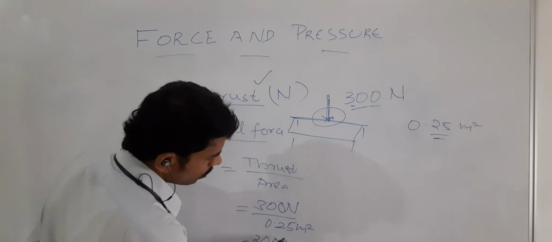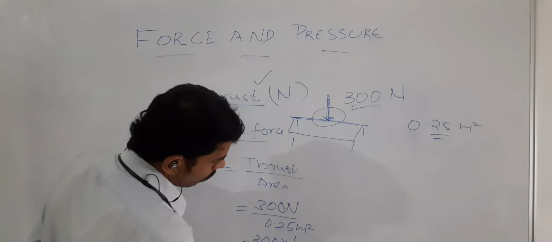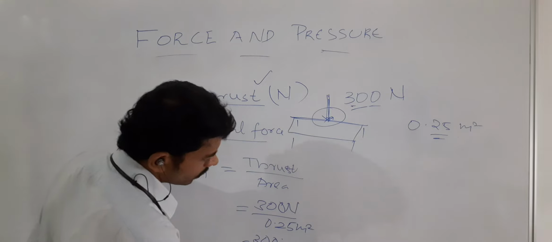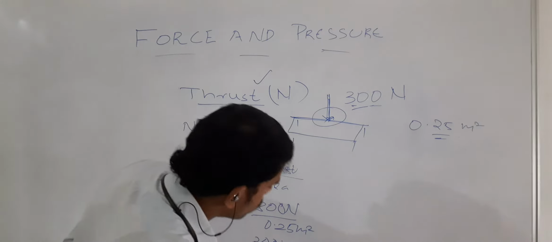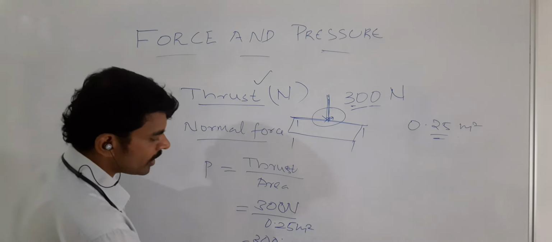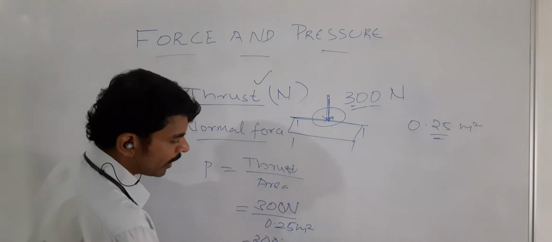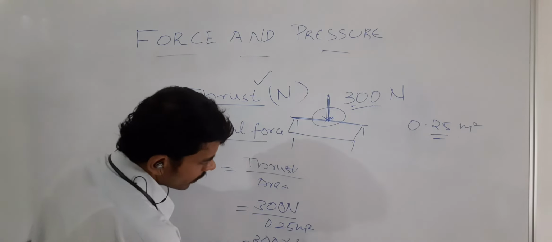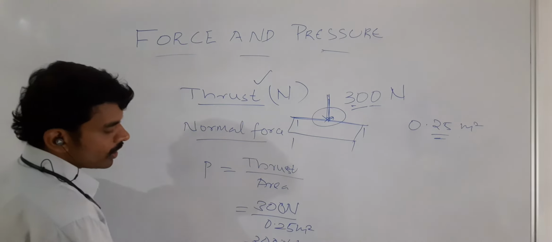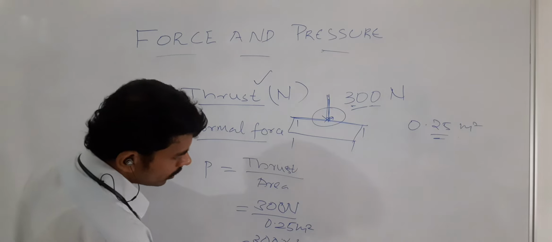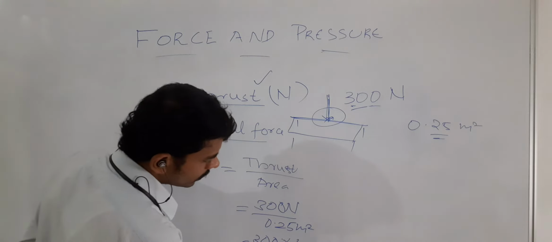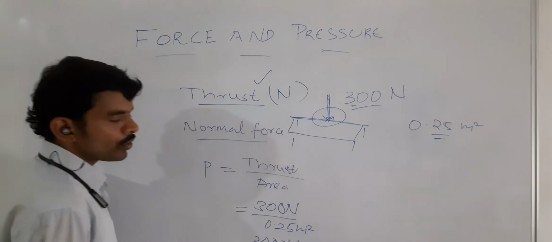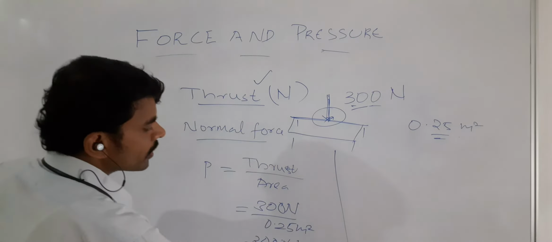we can write it as 300 divided by 1 by 4. This 1 by 4 will come upside down because it is in the order of A by B whole divided by C by D. So we can just write it as 4. So 300 into 4 is nothing but 1200 Newton per meter square.